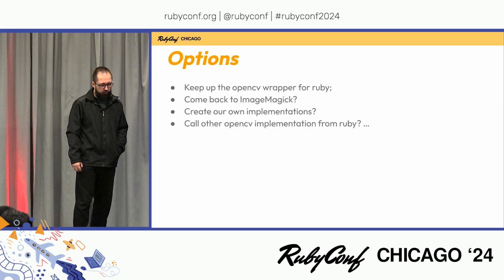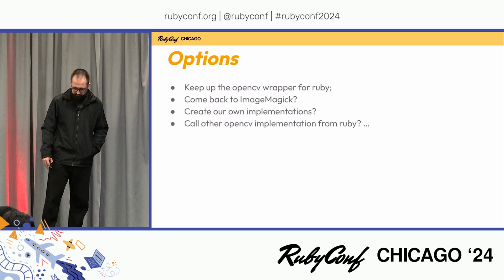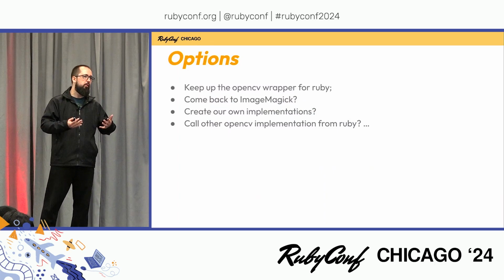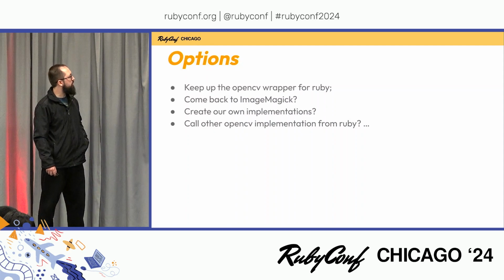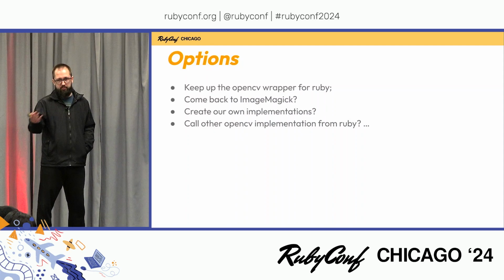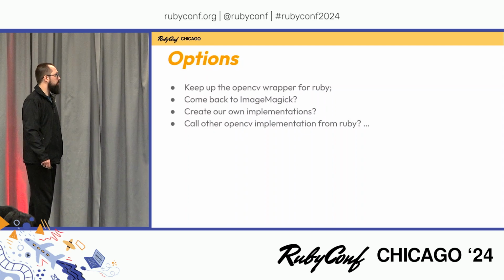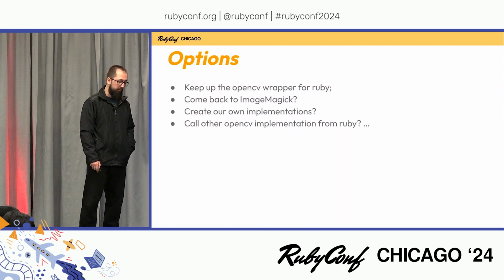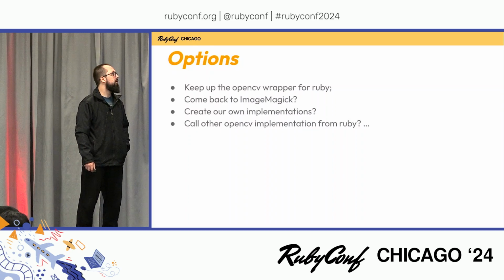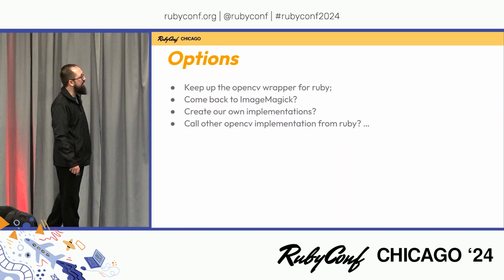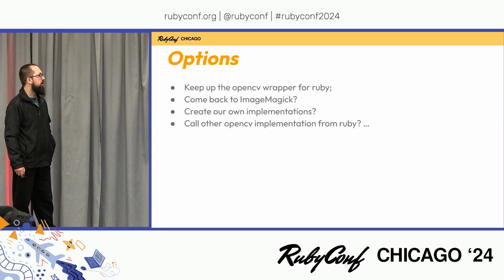So we had some choices to make. We needed to define whether we were going to keep up with the Ruby wrapper, or go to ImageMagick, since the ImageMagick gem is up to date. Or maybe create our own implementation, since it's just a process, or call other OpenCV implementations from Ruby. So we had to make a choice. The other three were not the fastest way to reproduce some articles.